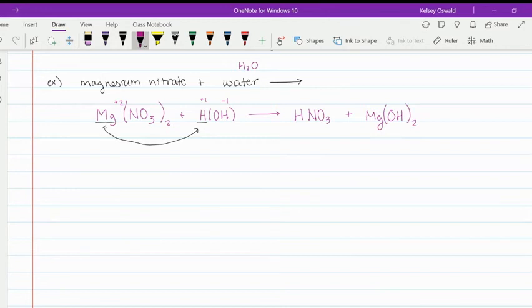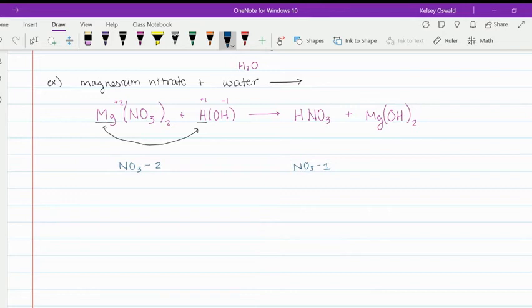Okay. So now that we have our products written, we can go ahead and balance. Looking at our nitrates, and again, we see NO3 on either side of our reaction, so we can treat it as one thing. We see that we have 2 nitrates on our reactant side and only 1 on our product side.